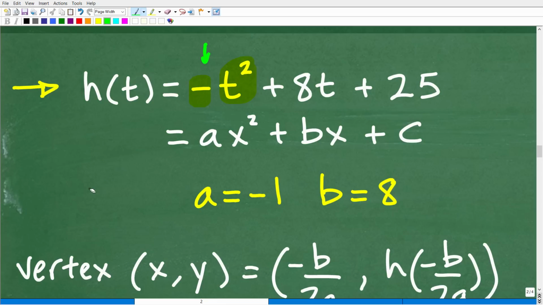Okay, so what is a, b, and c? Well, our quadratic function has to be written in standard form. That means highest to lowest power.